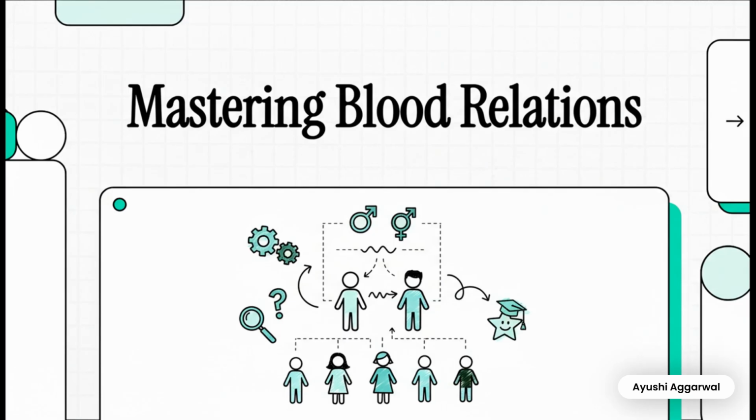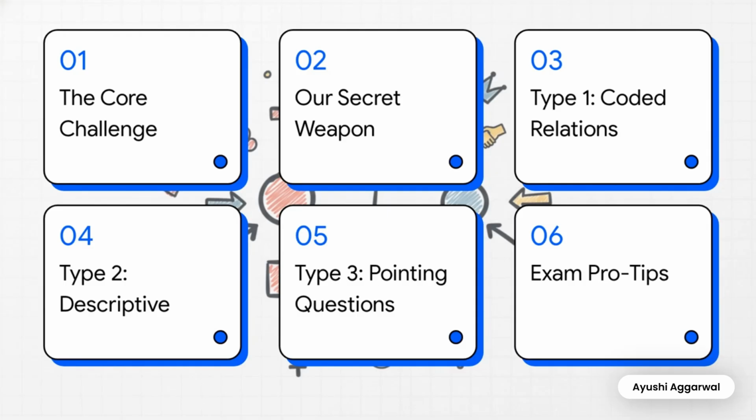In this session, I'm going to show you exactly how to master it and make sure you get those full marks. Here's our game plan for today. First, we'll talk about why these questions seem so tough. Then, I'm going to introduce you to our secret weapon, the family tree method. After that, we'll dive right into solving the three main types of questions you'll see on your exams: coded, descriptive, and pointing questions. And finally, we'll wrap up with some super important pro tips for speed and accuracy. Sound good? Okay, let's get right into it.